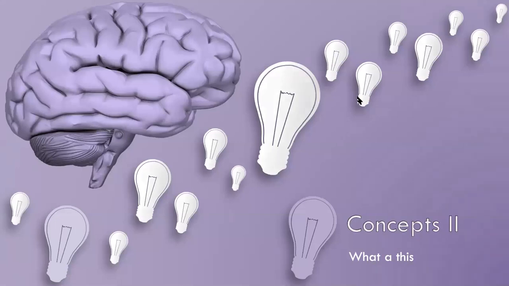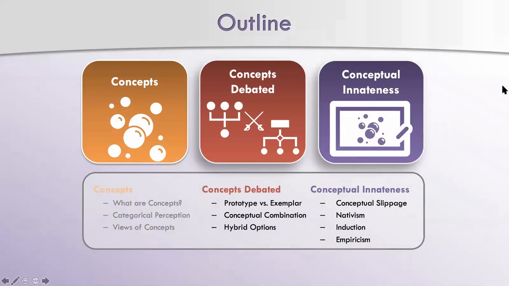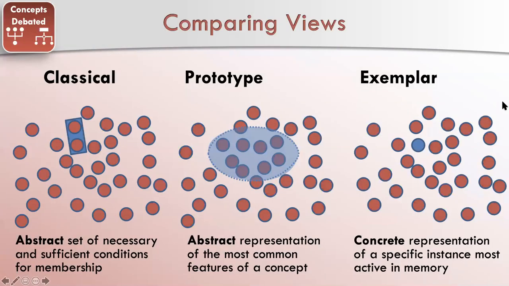What a concept. Okay, we talked about concepts. Now let's put them to the test. So the classical view was a view of necessary and sufficient conditions. Prototype view I described as being more abstract. You pick some common features, and everything that is similar enough gets to count, and everything that's not similar enough doesn't get to count. And so you have some things that are sort of halfway in.